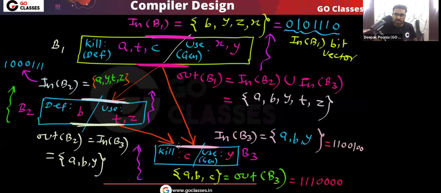I hope you understood everything. You can see what is out of B1. That also we can write as A, B, C, X, Y, Z, T. These are the bit vectors. I hope you understood. Is this clear? Very simple question. We have done the complete analysis of this question.